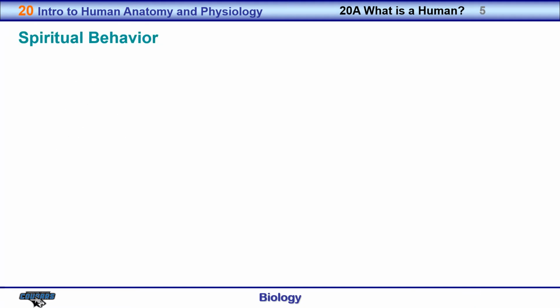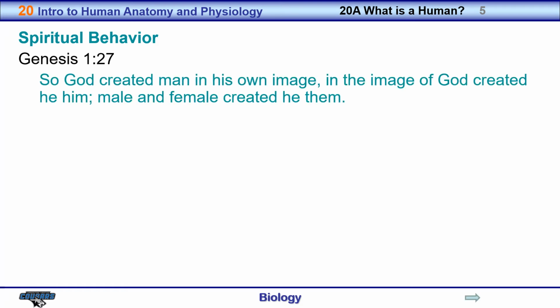But in addition to these things that all animals can have, but maybe not to the degree that humans have, we have a spiritual nature, a spiritual behavior. In Genesis 1:27, it says that God created man in his own image, and in the image of God created he him, male and female created he them.